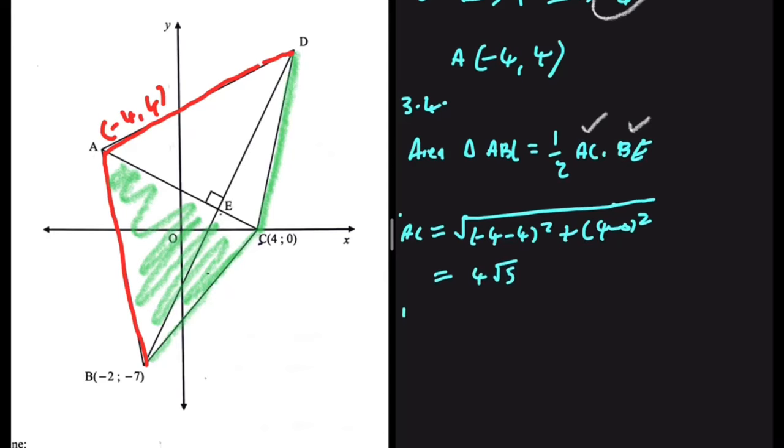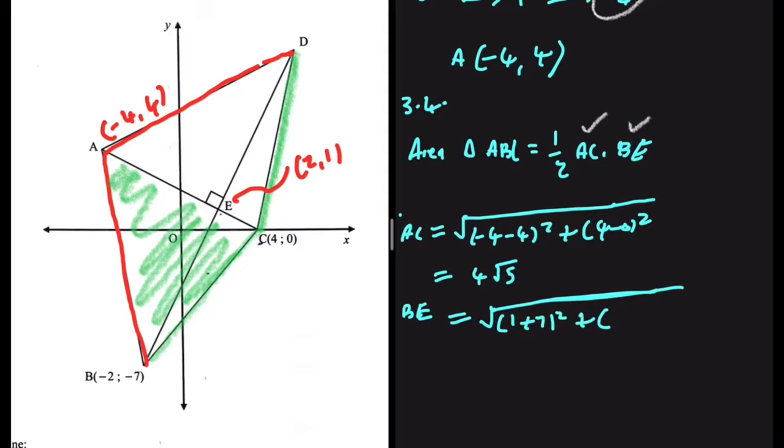Now let's calculate BE. BE will be equals to the square root of, we're looking at BE. Let's take E as our second point. So the coordinates of E, we have 2 and 1. Let's not forget. So y2 is 1 minus y1, which is minus 7. So we have plus 7 squared. Plus x2. x2 is 2 minus x1 minus 2. So we have 2 plus 2 squared. If you put that in your calculator, you're going to get 4 square root of 5.